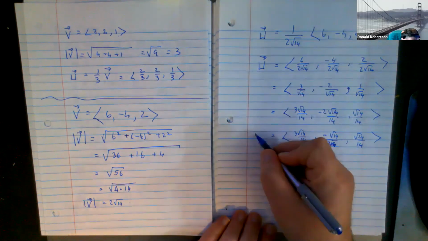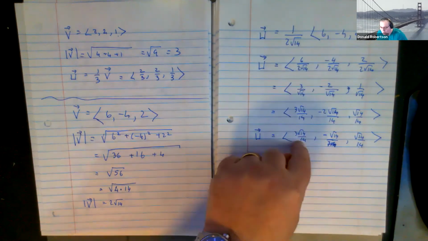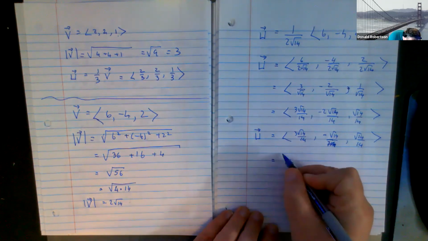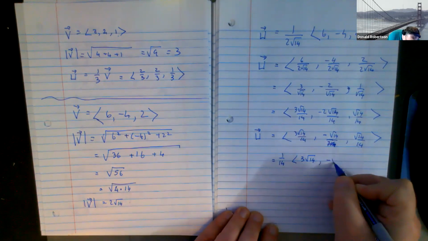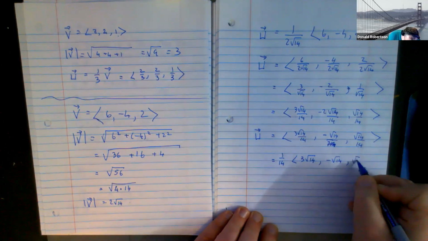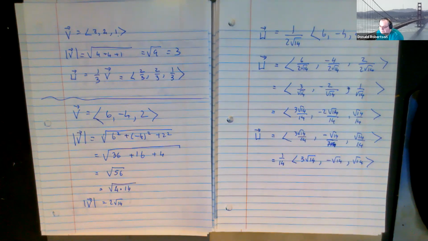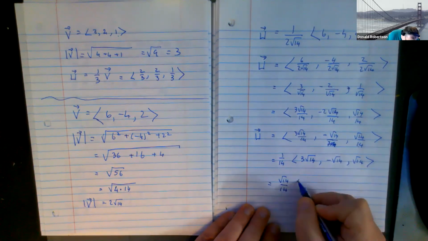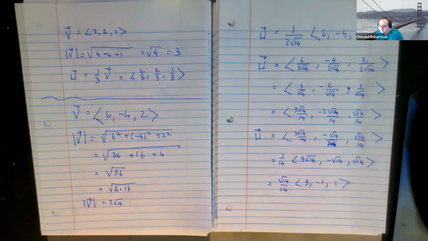Now, I do not know where from here to here WebAssign is going to say, you got it. I could do variations on a theme. Would you agree that this and this is the same vector? Here's another variation on a theme. Would you agree that this is also the same vector?